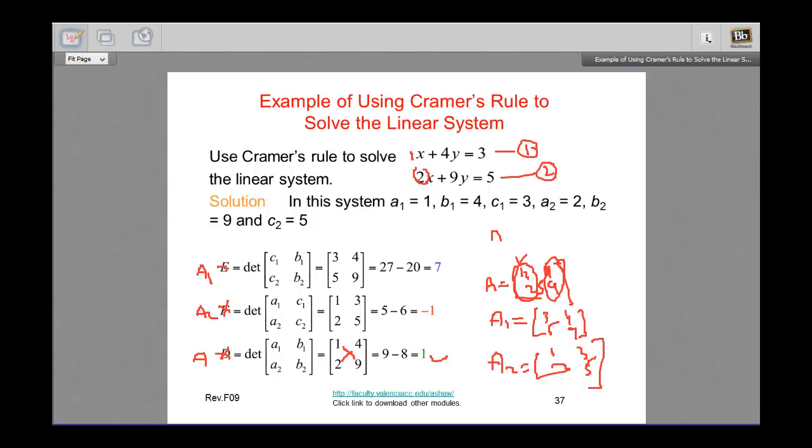So a2 will be equal to this. So here a1 and a2. These are the values of the determinants a1, a2, and a. Now to find the value of x1, x2, x3.